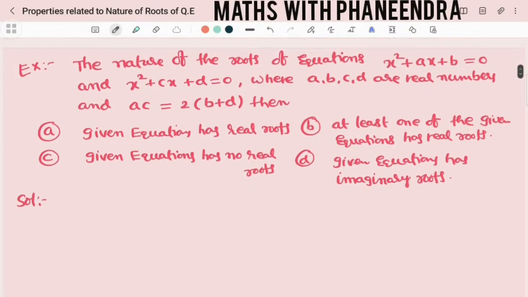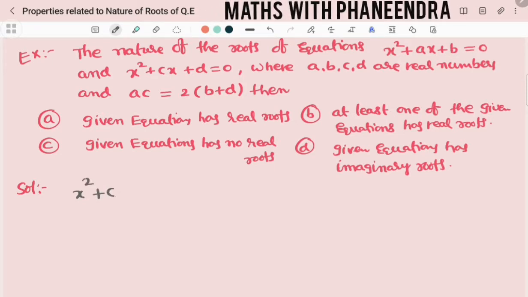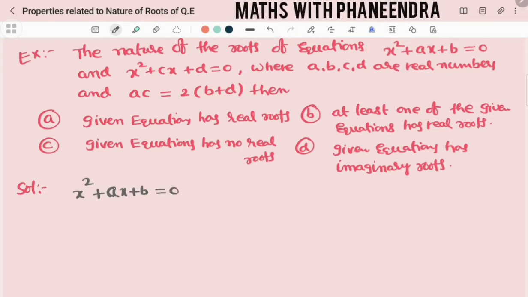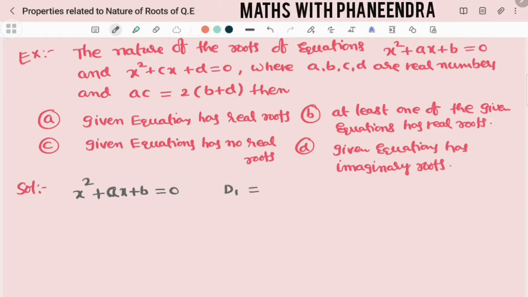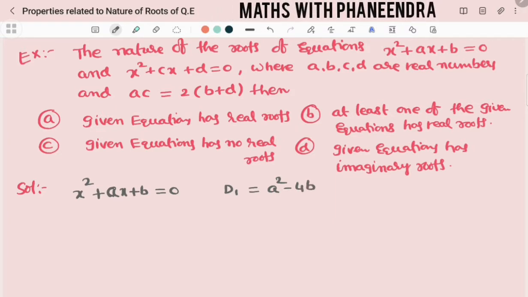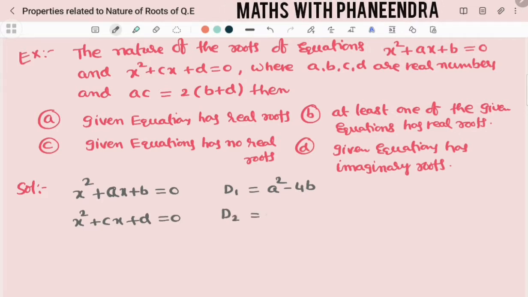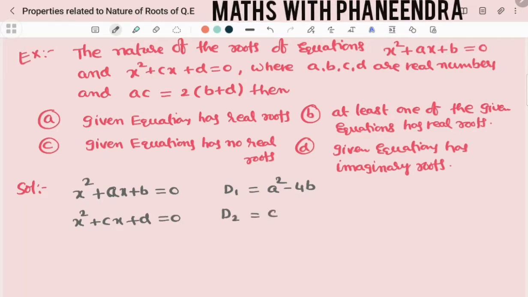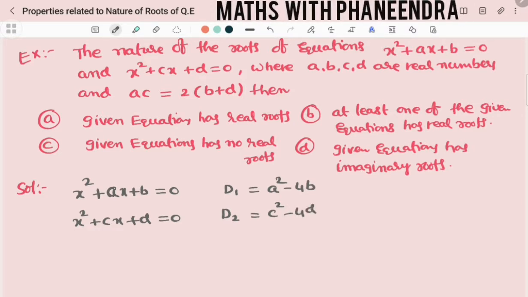So first, D1, D2: what are the quadratic equations here? First quadratic equation, x square plus ax plus b is equal to 0. For this, the discriminant I am writing, d1 is equal to b square minus 4ac, where in place of b the value is a, so a square minus 4 into 1 into b. So this is d1. Next, the second quadratic equation, x square plus cx plus d equal to 0. So the discriminant of quadratic equation 2 is d2 equal to c square minus 4 into 1 into d. So 4d. d1 and d2 are done.